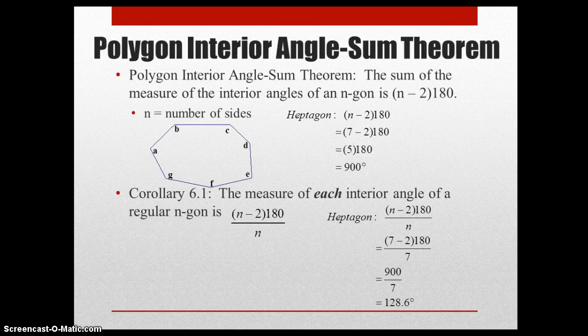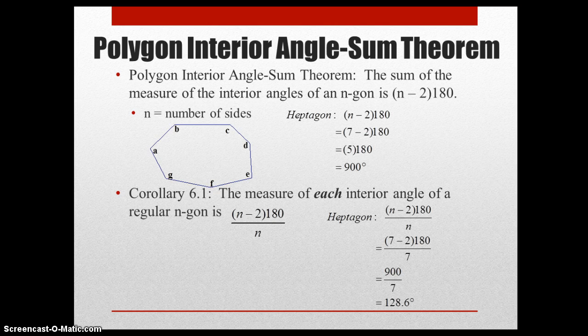The first theorem is called the polygon interior angle sum theorem. And this says that the sum of the measures of the interior angles of an n-gon, of any polygon, is n, the number of sides, minus 2 times 180. So, if we look at this example, a heptagon is a 7-sided figure. You can see the one drawn on your screen. It has 7 angles. So what it's saying is if I add a plus b plus c plus d plus e plus f plus g, that would be the sum of the interior angles.